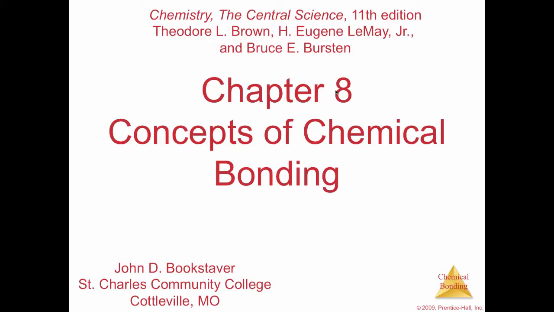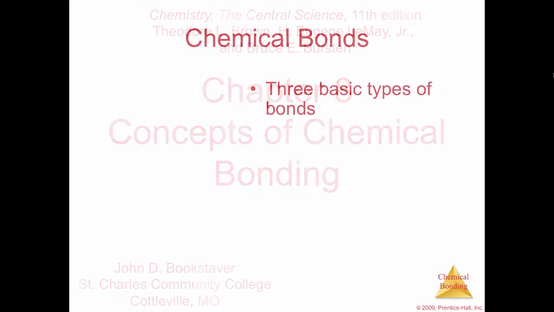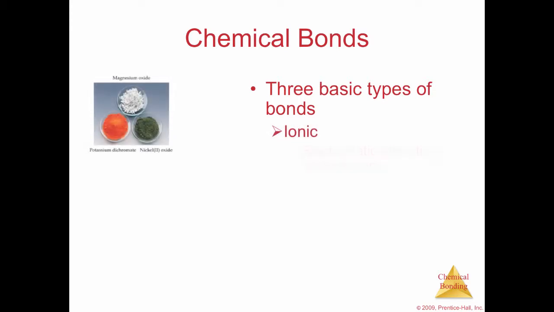Chapter 8, Concepts of Chemical Bonding. There are three basic types of bonds. Ionic bonds are the electrostatic attraction between ions or between oppositely charged ions. This could be a metal cation and a nonmetal anion. It could be a metal cation and a polyatomic anion. It could be a polyatomic cation and a nonmetal, or it could be a polyatomic anion and a polyatomic cation together.